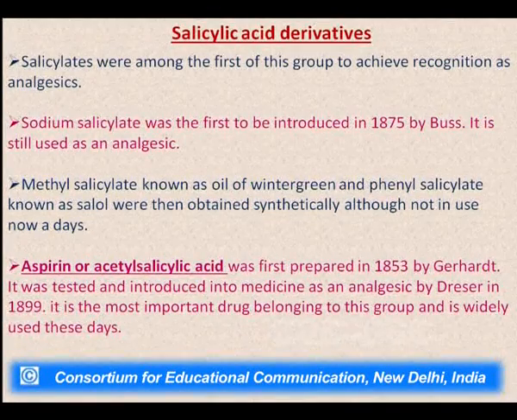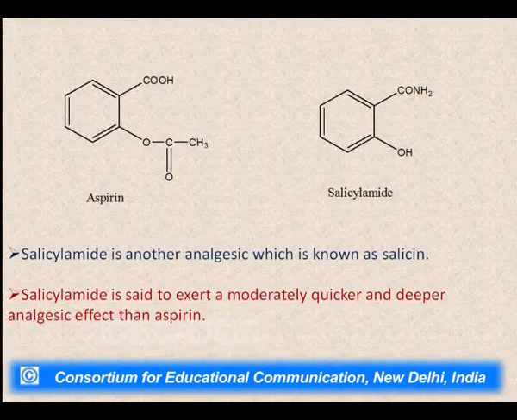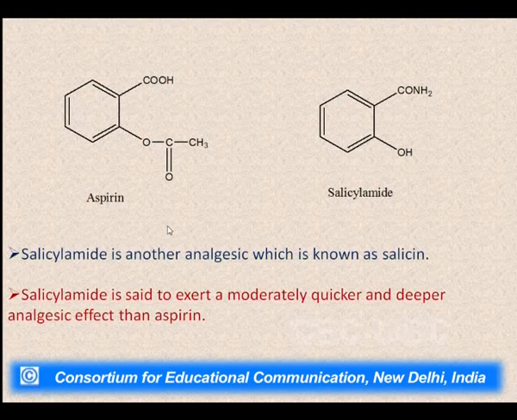Aspirin, which is a well-known antipyretic analgesic drug, known as acetyl salicylic acid, was first prepared in 1853 by Gerhardt. It was tested and introduced into medicine as an analgesic by Dreser in 1899. It is the most important drug belonging to this group and is widely used nowadays. Here we have shown you the structure of aspirin. This is aspirin, which is called acetyl salicylic acid. This is the acetyl group and this is the salicylic acid.